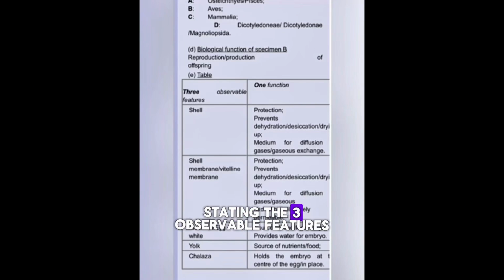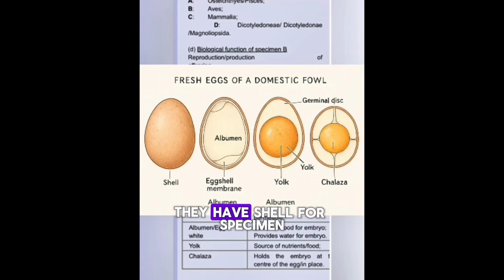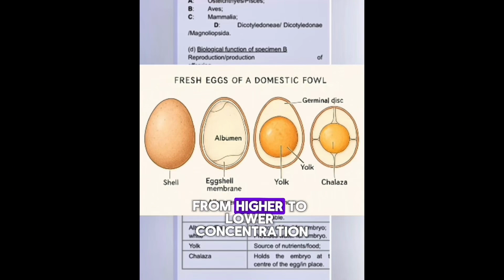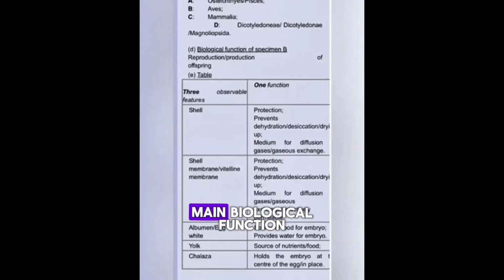Now let's go to stating the three observable features and one function each. You can pick any function that you want, but the observable feature is that first, it has a shell, and it is for protection or to prevent dehydration. Secondly, it has shell membrane, which also is for protection, and it is a medium for gases and diffusion, the movement of substances from higher to lower concentration. The next one is albumen, which is the egg white, and is a source of food for embryos. It provides water for embryos.